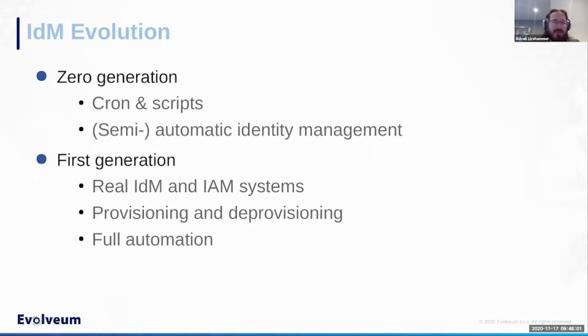And then we moved to the first generation, which was the first real identity management and identity and access management systems, which helped us to automate provisioning and deprovisioning and capture all the rules we have and need to solve for identity management. The goal of this first generation was automation, just to make our life easier so we don't have to do manual steps, for example, when a new employee is coming.